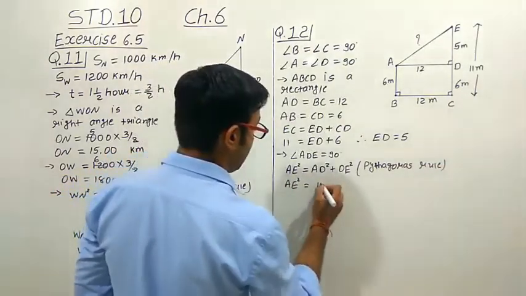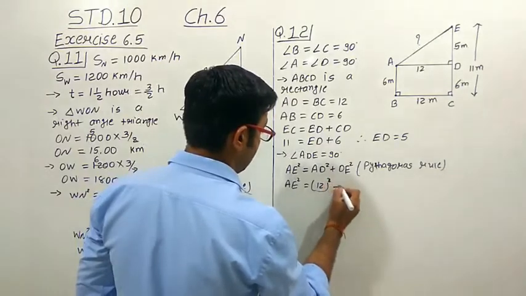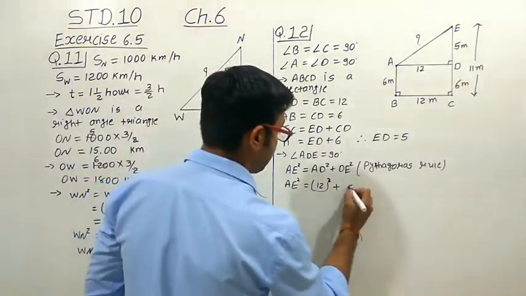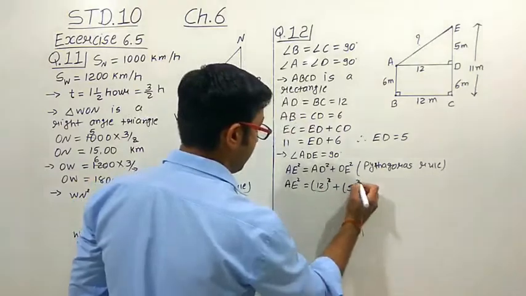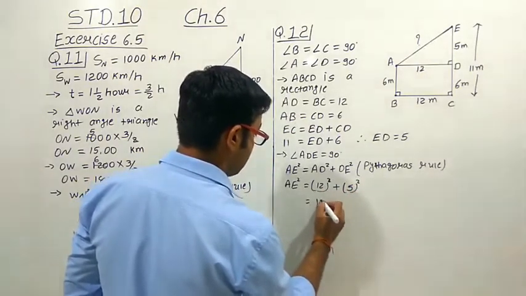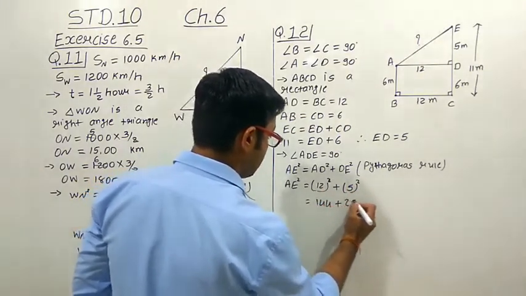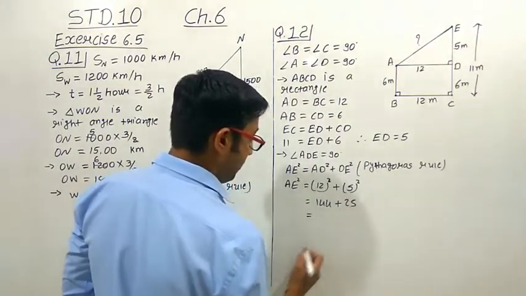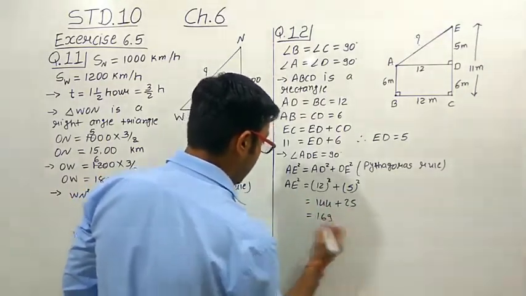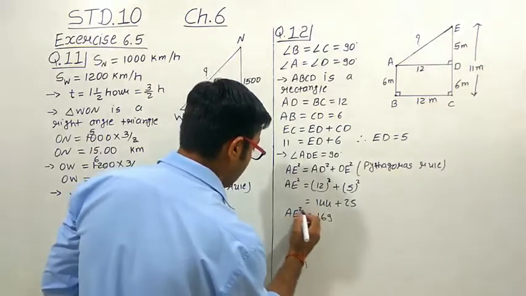Now AE square is what we have to find. AD is 12, so 12 square. DE is 5, so we write the square of 5. So now what is 12 square? 12 square is 144, 5 square is 25. So the total will be 169. AE square, we are getting 169.